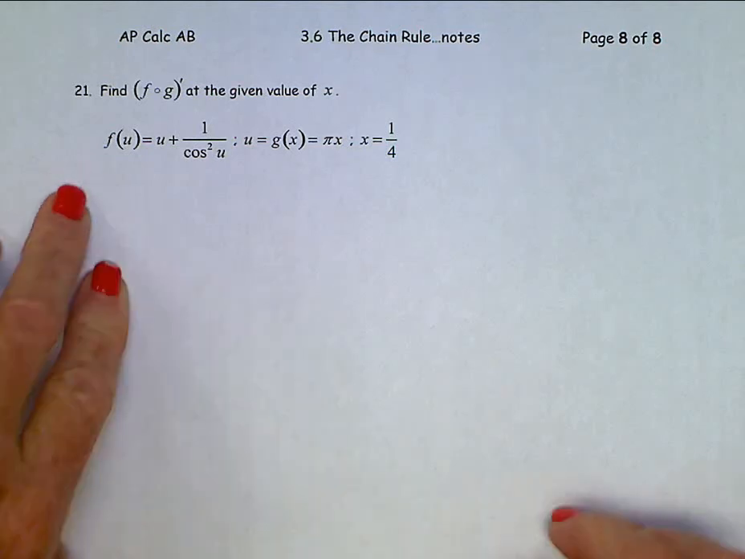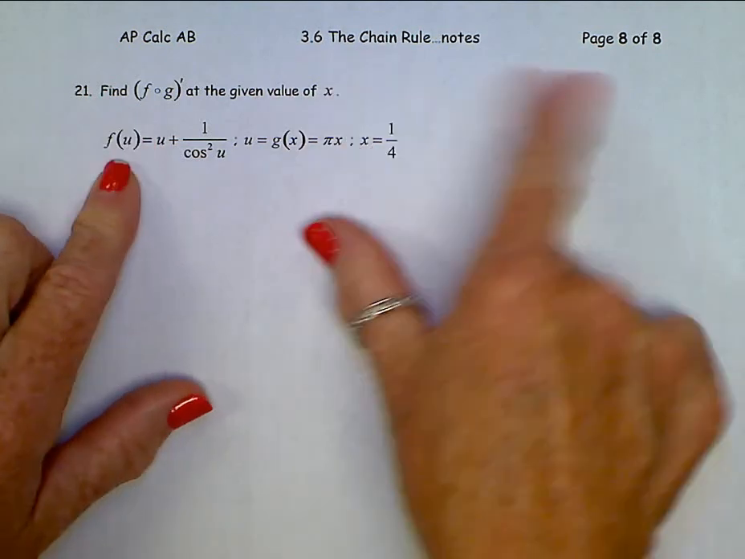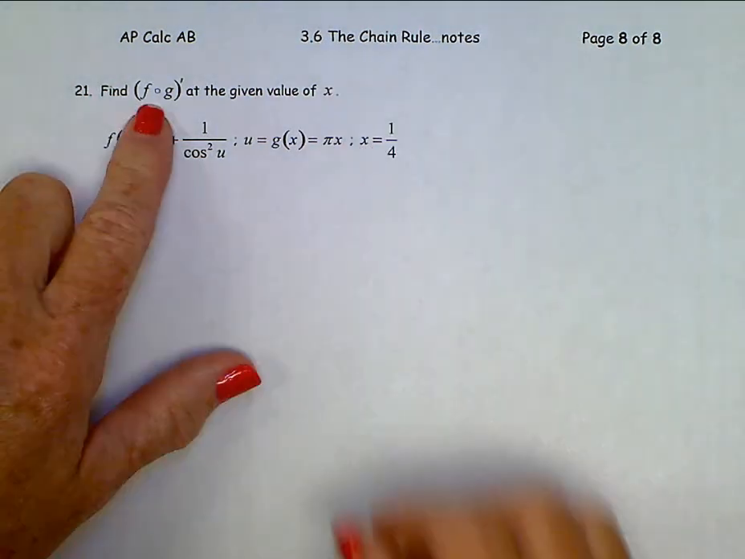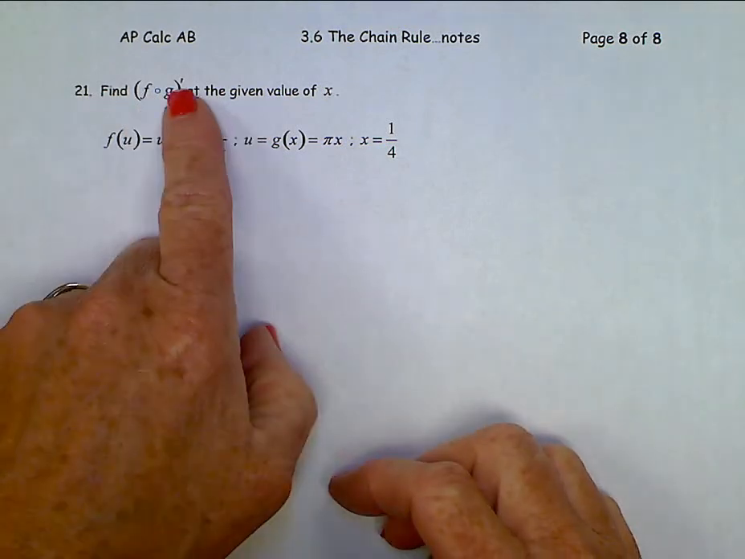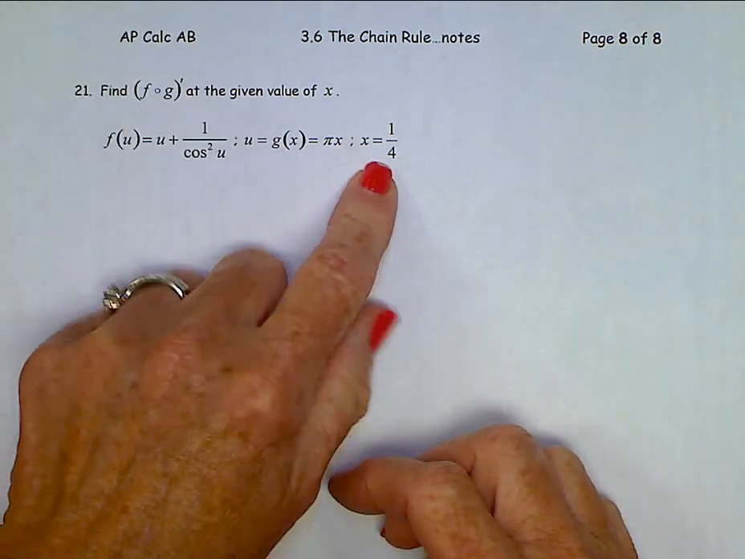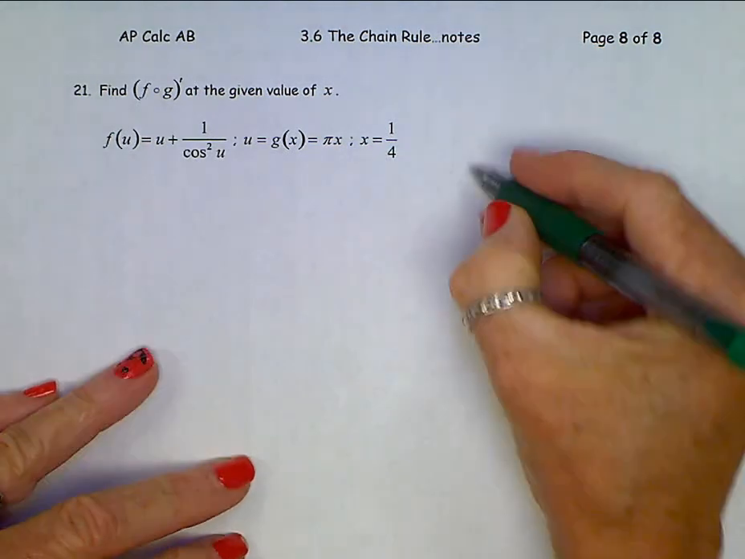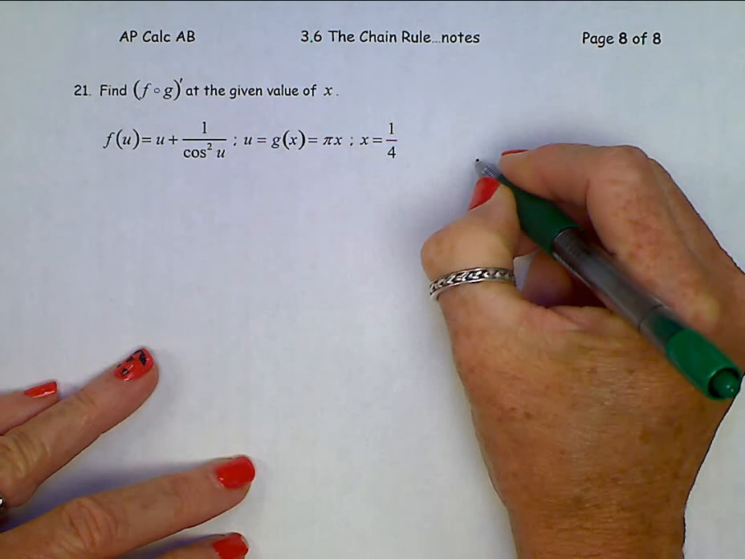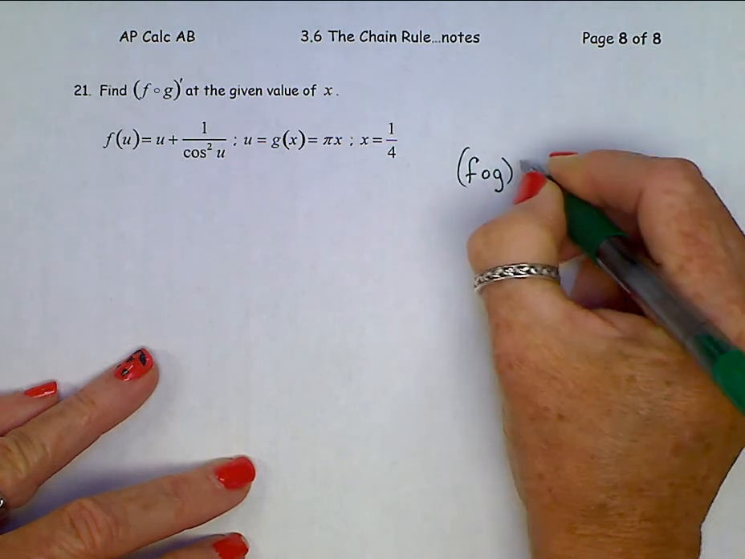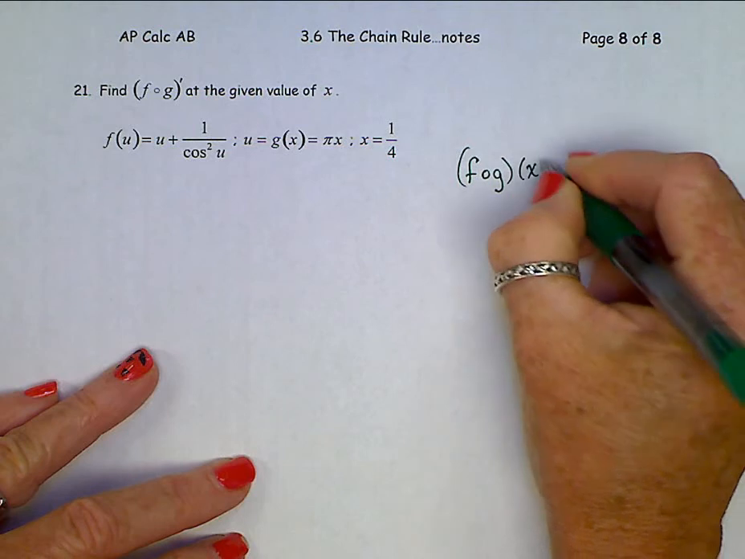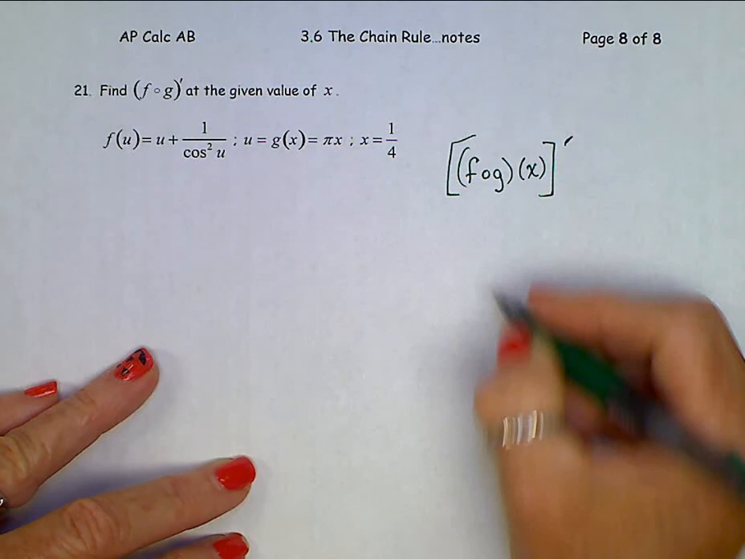Okay, similar problem to the last one on page 7. This is section 3.6, page 8. Again, we want to do f composition g at the derivative of that at the given value of x, so at x is 1/4. And again, if we write this out using the chain rule, we'll have that f of g of x, this derivative, is the nested functions.